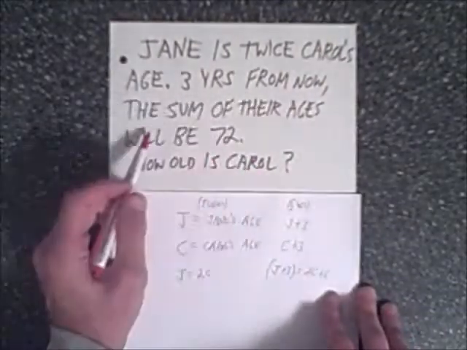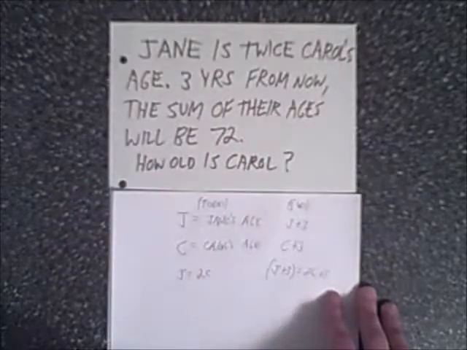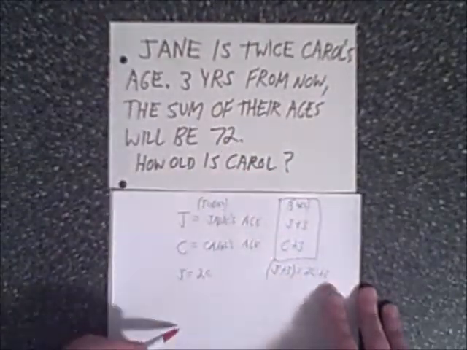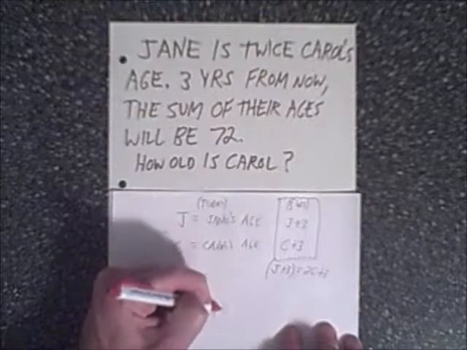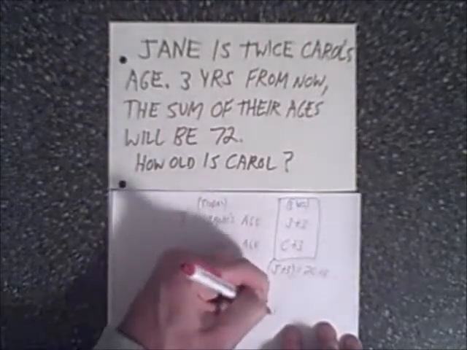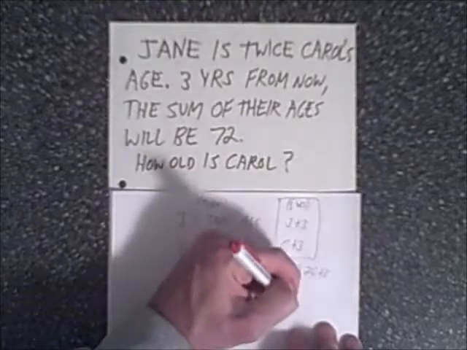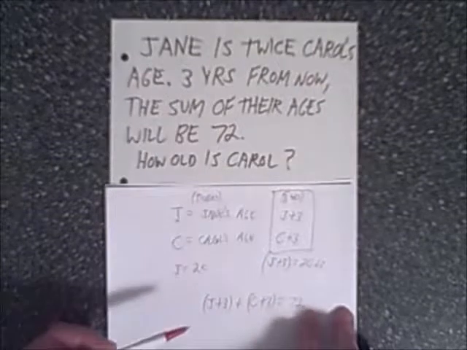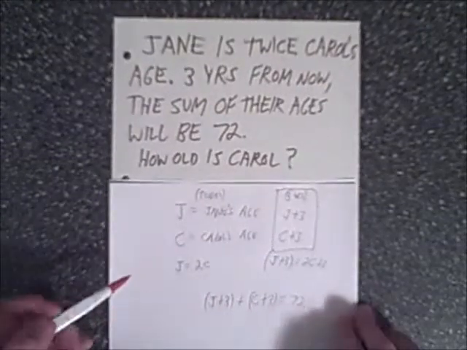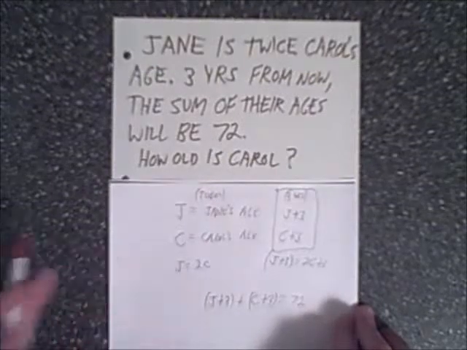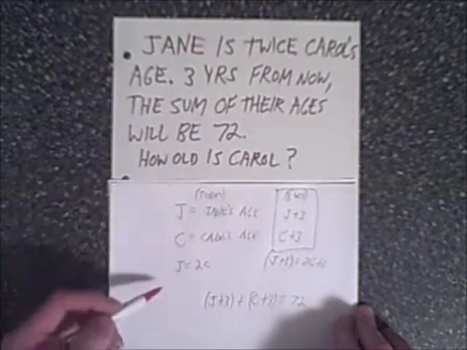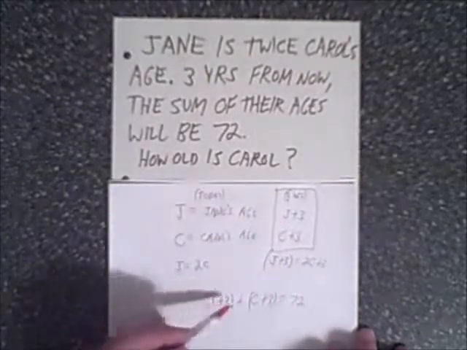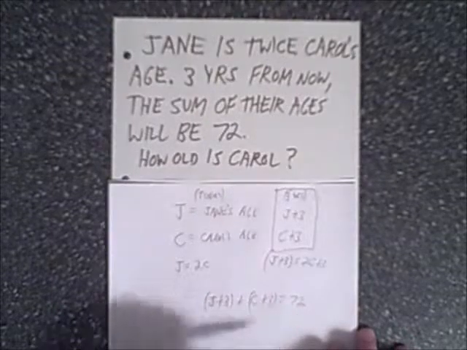But let's continue. The sum of their ages will be 72. So 3 years from now, let's focus on this again. 3 years from now is J plus 3 plus C plus 3 will equal 72. Now again, notice this part right here. It's not uncommon that if you write a bunch of stuff, you might write something that's not really going to be used or not necessarily helpful, which is the case here. It never hurts to write down a bunch of things so you can see as much as you can. But anyway, let's go back. 3 years from now, this is Jane's age, this is Carol's age, and they're going to add up to 72.